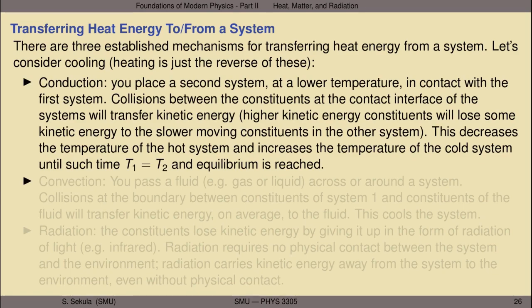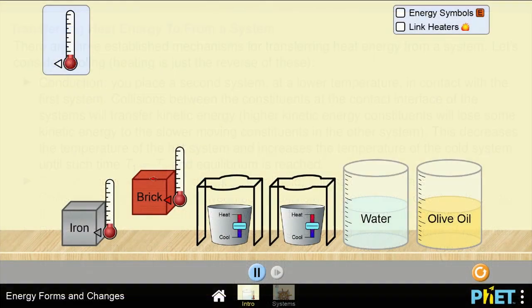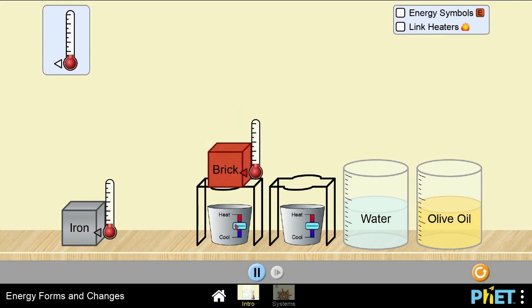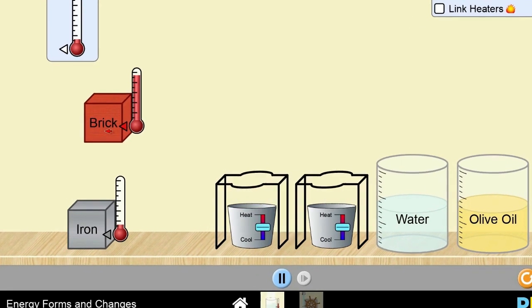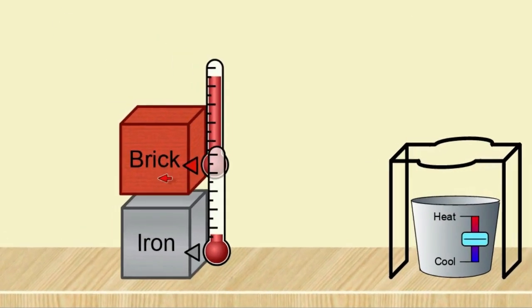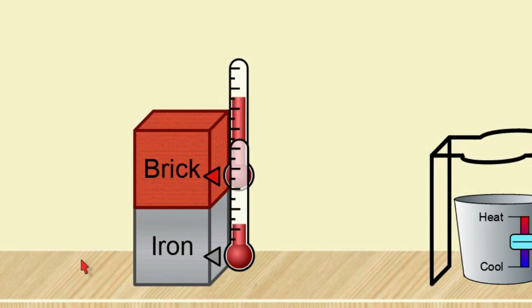Let's begin with the mechanism of conduction. Conduction is when you place a second system, perhaps at a lower temperature if we wish to cool the first system, in physical contact with the first system. Think of two cubes of metal at different temperatures. We want to cool one of those blocks of metal. So we take another system that's even cooler and we press them together so that their two faces of the material are physically touching each other.